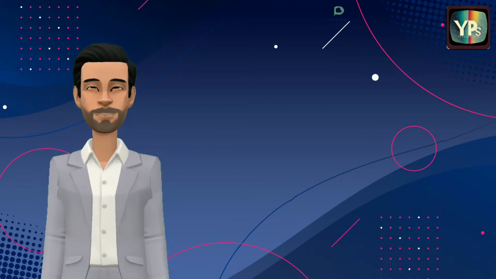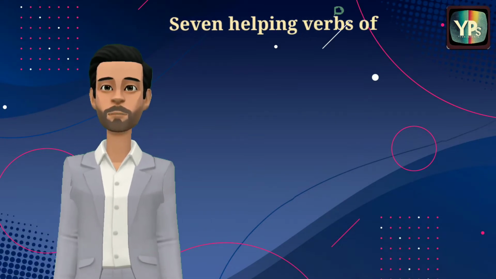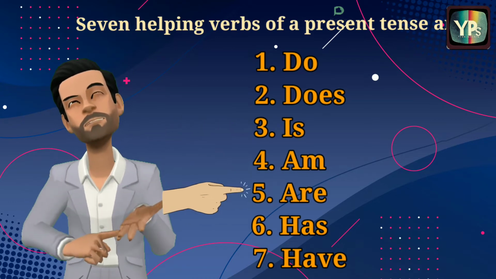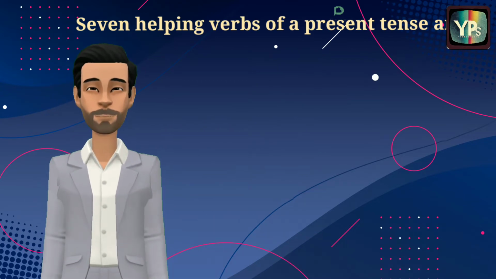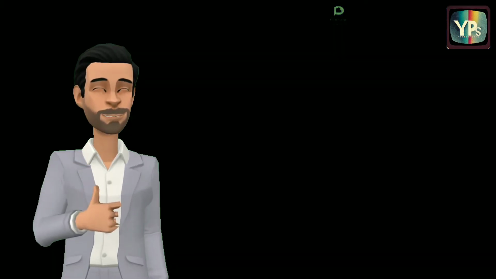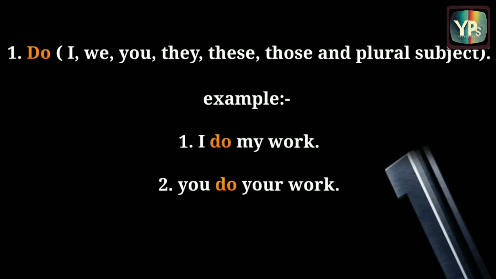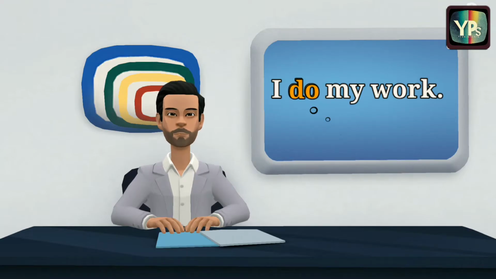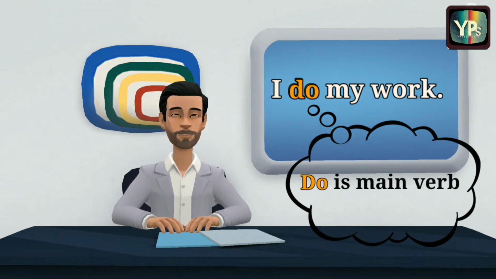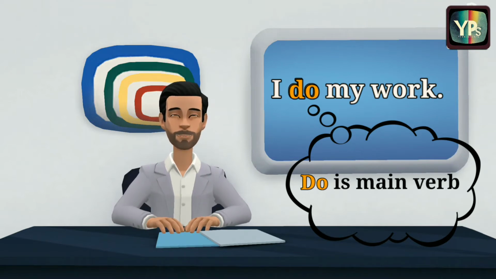Present tense has 7 helping verbs. The 7 helping verbs of the present tense are do, does, is, am, are, has and have. Let's learn how to use these helping verbs. Let's start with do. I do my work. In this sentence, do is not a helping verb. Do is the main verb, because we do not use helping verbs in simple present tense.